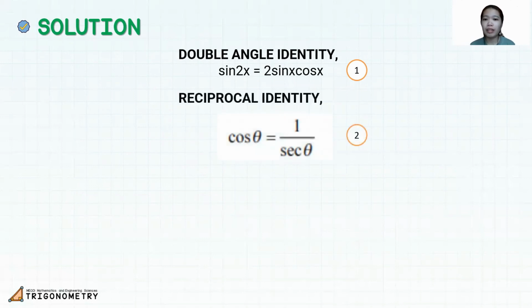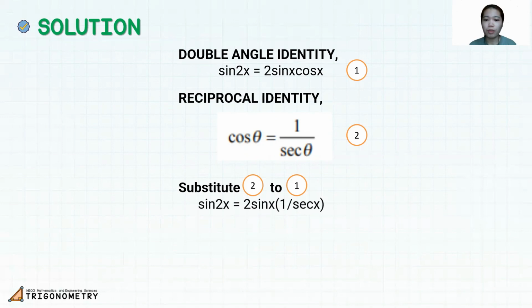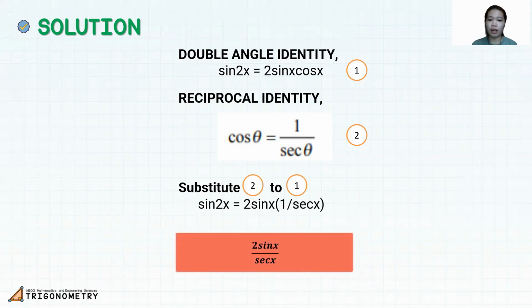And the reciprocal identity of cosine is equal to the reciprocal of secant. As we substitute equation 2 into equation 1, we will replace cosine x with 1 over secant x. We will get the answer of 2 sine x over secant x. So the answer is the red box.